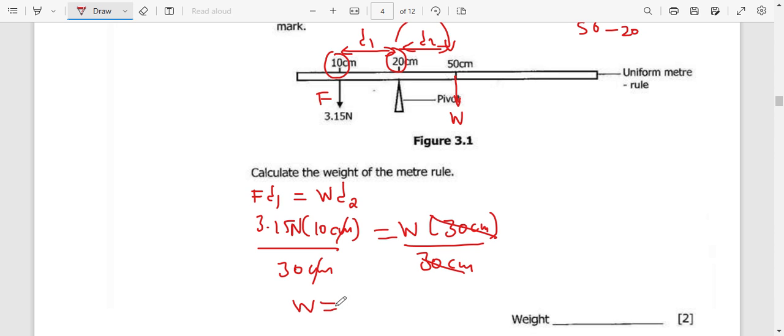So therefore W is going to be, even also the 0 here will cancel out with a 0. So all we have is 3.15 divided by 3. 3.15 divided by 3, that is going to give us 1.05. Remember, you have got a Newton that has remained. So the answer is going to be Newtons. So this is the weight of the ruler.